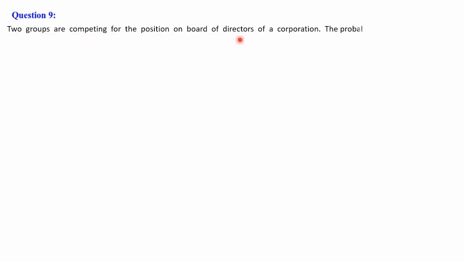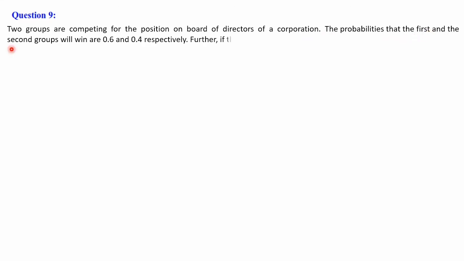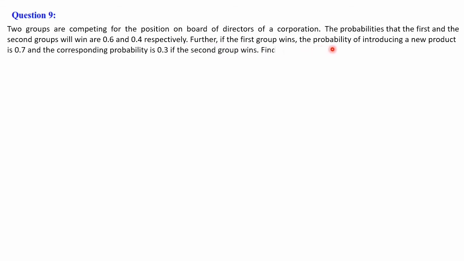Move on to question number 9. Two groups are competing for the position on the board of directors of a corporation. The probabilities that the first and the second groups will win are 0.6 and 0.4 respectively. Further, if the first group wins, the probability of introducing a new product is 0.7, and the corresponding probability is 0.3 if the second group wins. Find the probability that the new product was introduced by the second group.